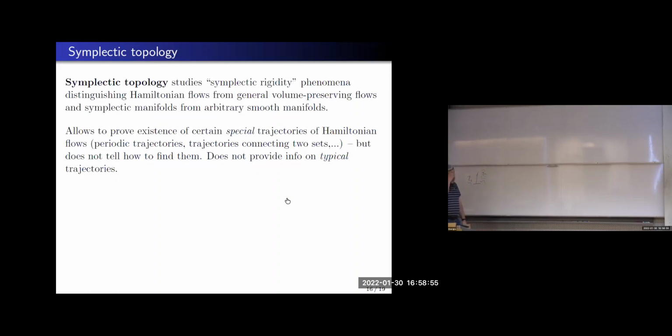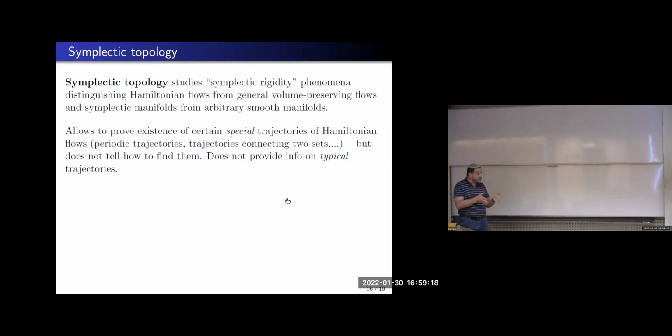And what does it give you at the end? So let's understand well what it can give and what it cannot give. It allows to prove existence of certain special trajectories of Hamiltonian flows, so periodic trajectories connecting between two different sets, and so on. It doesn't tell you how to find these trajectories. It also doesn't provide any information on typical trajectories.